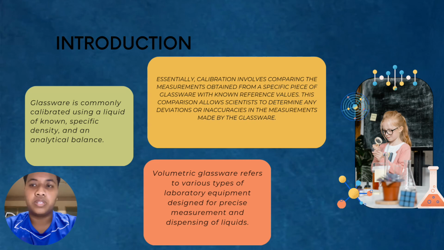I'm going to tell you about the introduction. Glassware is commonly calibrated using a liquid of known density and an analytical balance. Essentially, calibration involves comparing the measurements obtained from a specific piece of glassware with reference values. This comparison allows scientists to determine any deviation or inaccuracies in the measurements made by the glassware. Volumetric glassware refers to various types of laboratory equipment designed for precise measurement and dispensing of liquids.